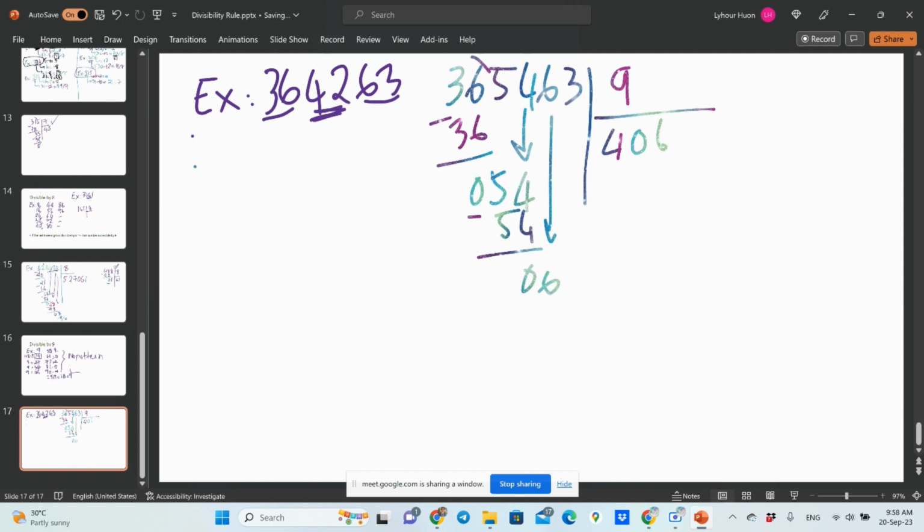How many times does 9 go into 3? None, so we add 0 to the quotient, and we drop the 3. Then 9 goes into 63 seven times, 7 times 9 is 63. So that is correct, and the rule is confirmed. It's divisible by 9.